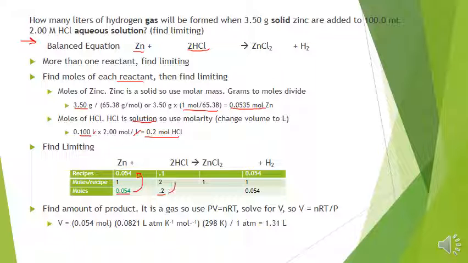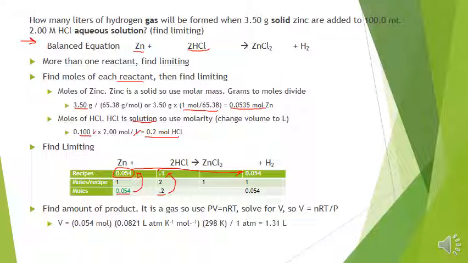Okay, then what you do is you put them in a table and you find out how many recipes you can do using either. So the 0.054 moles of zinc would do the reaction 0.054 times. While with hydrochloric acid, you have 0.2 moles, and you can do the reaction 0.1 times. So you can see that you have a whole lot more hydrochloric acid than zinc, and so zinc is your limiting reactant. Okay, so bring that over here.